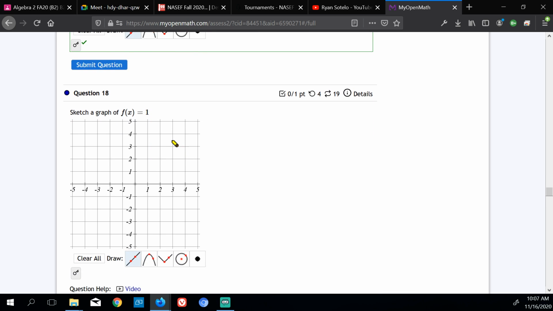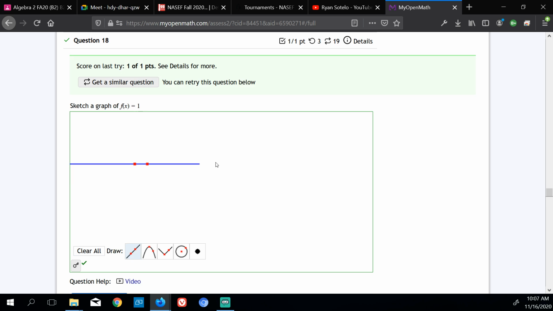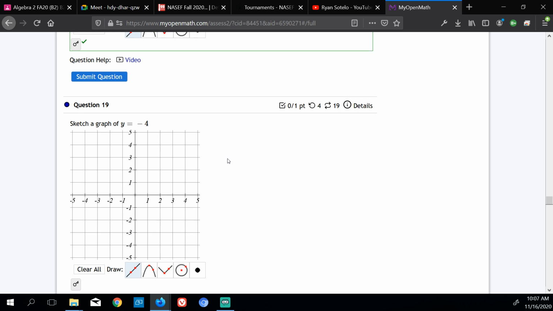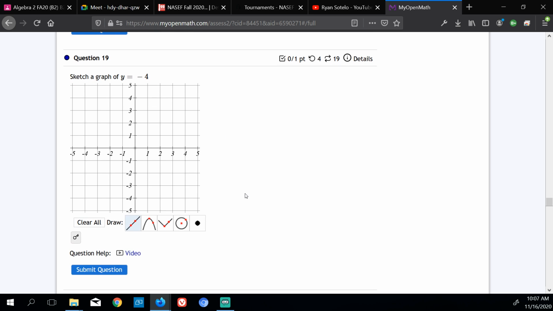Remember, x is the input and f of x is the output. f of x equals 1 is the same as y equals 1. So what should I do here? So you should do 1 and then just to the right one. Yeah, this is just like y equals 1. So if you see that, just think of it as y equals 1. Y equals negative 4? Down 4 and then 0. Yeah.